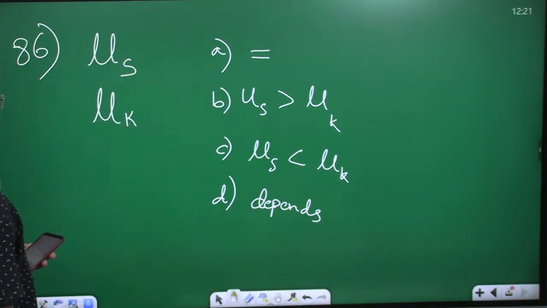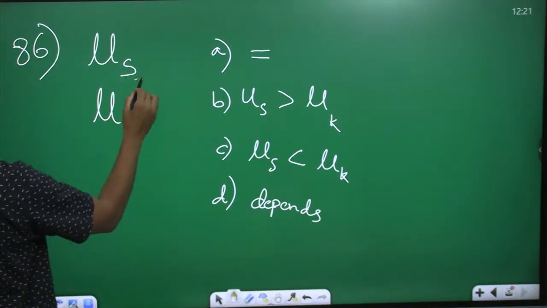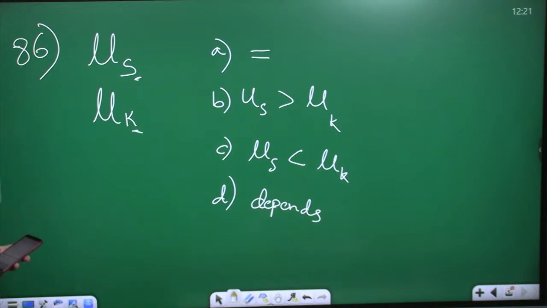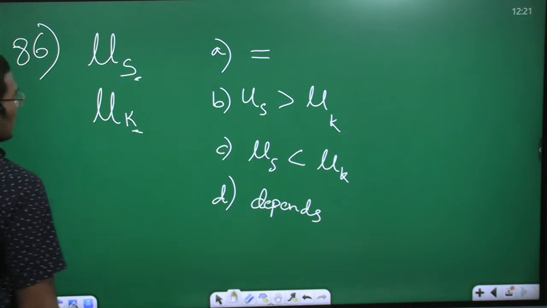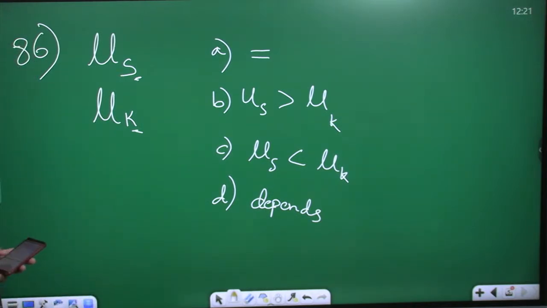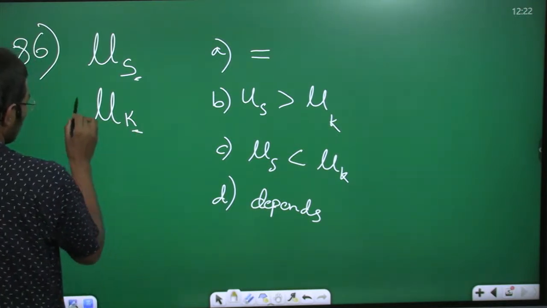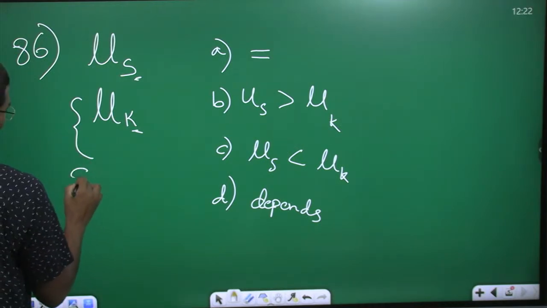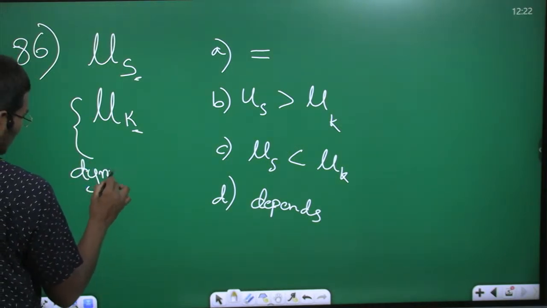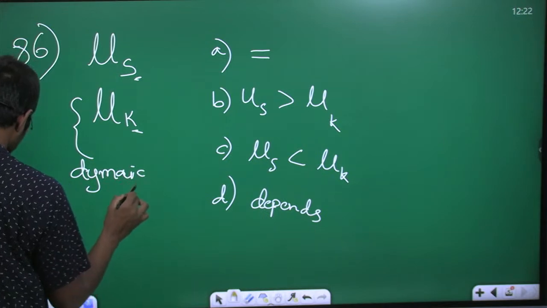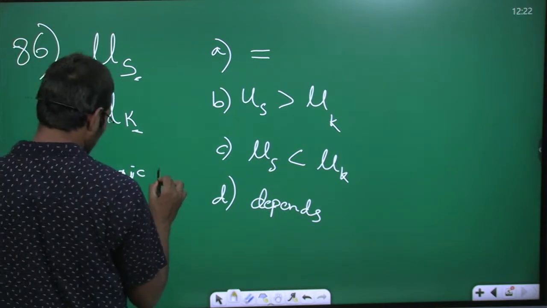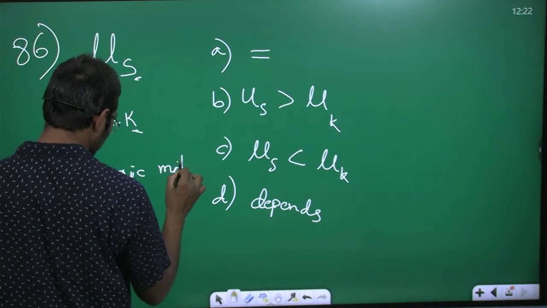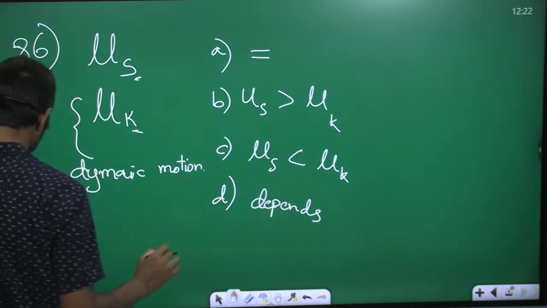See, what do you mean by mu s and mu k? What do they stand for? So mu s stands for static friction. So mu s is the limiting friction actually. Okay. Mu k comes into picture in dynamics, when the body is in dynamic motion.